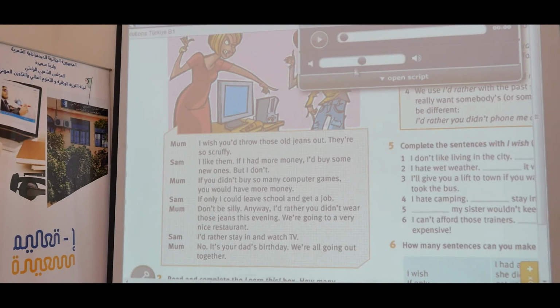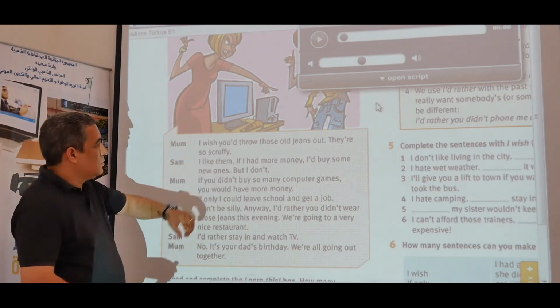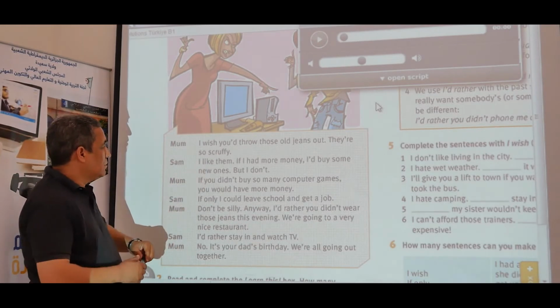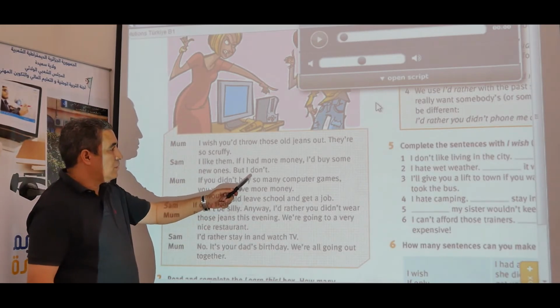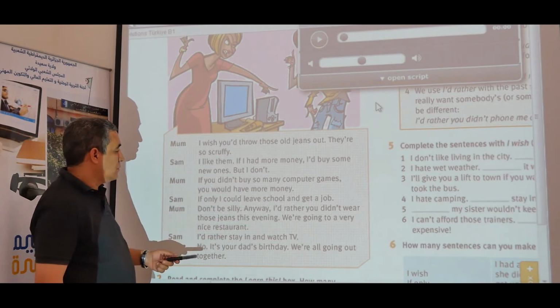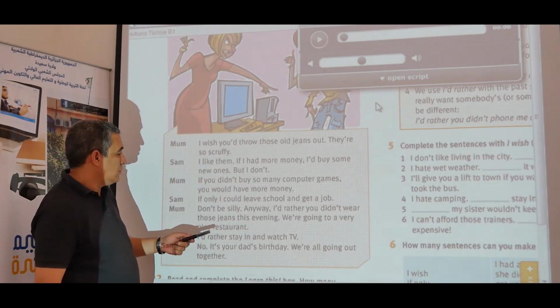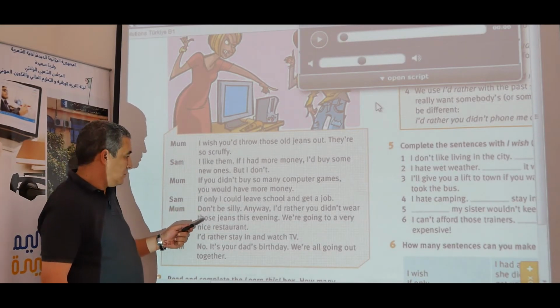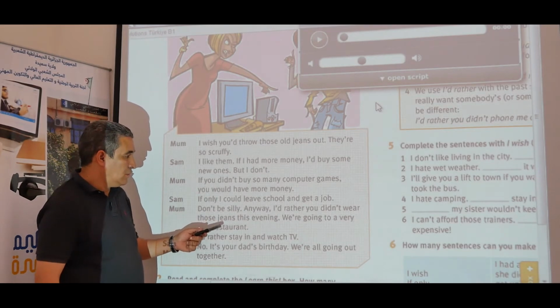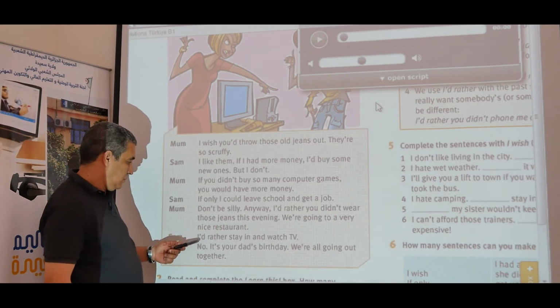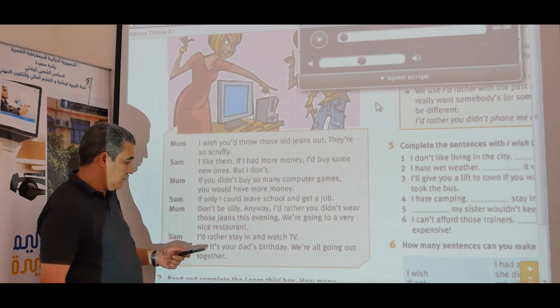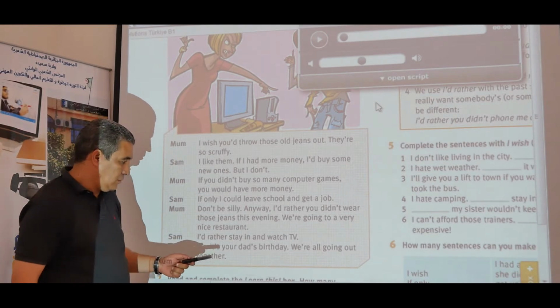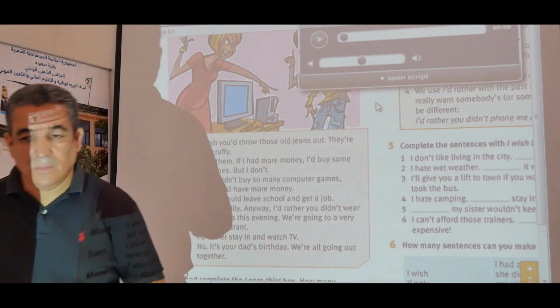Lesson 7D, Exercise 1. I wish you'd throw those old jeans out. They're so scruffy. I like them. If I had more money, I'd buy some new ones, but I don't. If you didn't buy so many computer games, you would have more money. If only I could leave school and get a job. Don't be silly. Anyway, I'd rather you didn't wear those jeans this evening. We're going to a very nice restaurant. I'd rather stay in and watch TV. No, it's your dad's birthday. We're all going out together. Excellent.